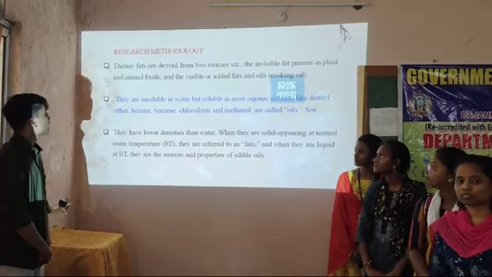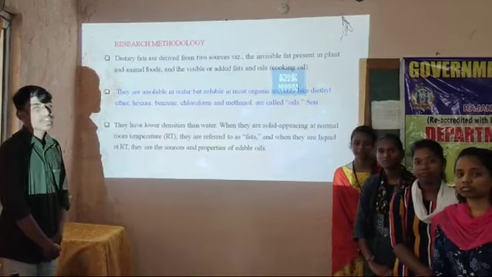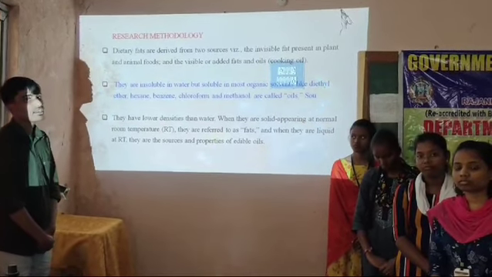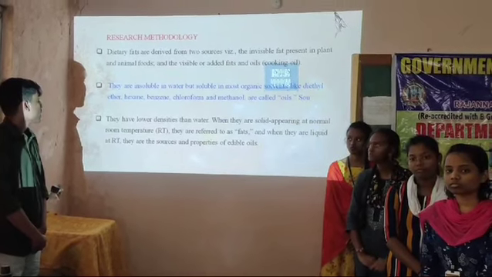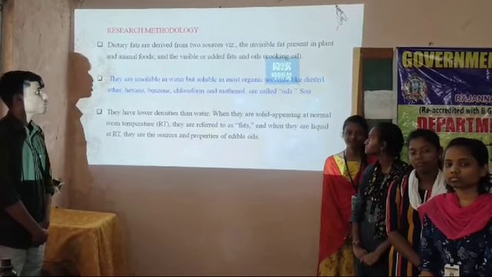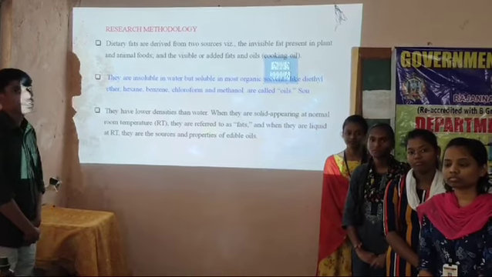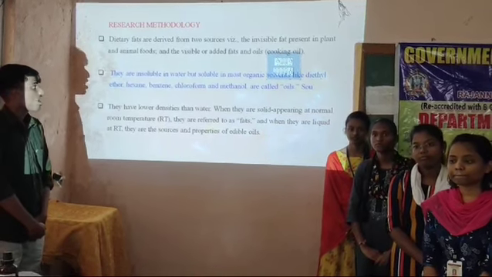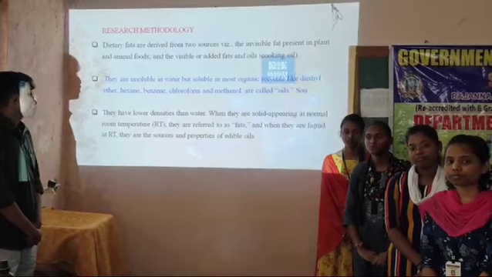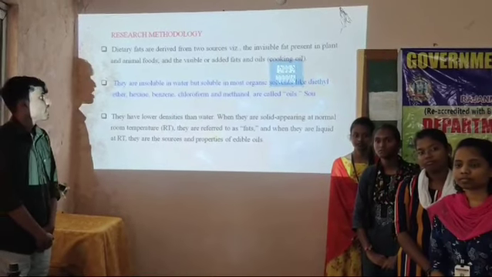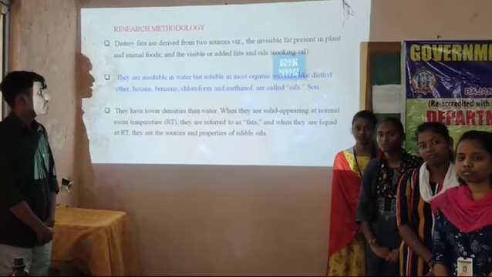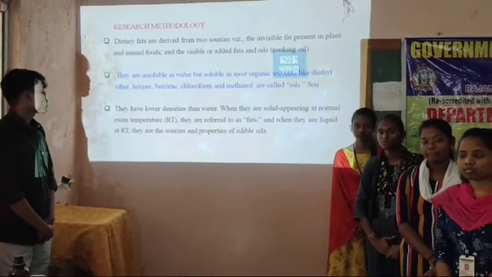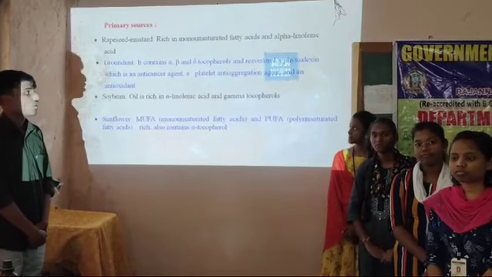Research and methodology. Dietary fats are derived from two sources: the invisible fat present in plant and animal foods, and the visible fat in oils. They are insoluble in water but soluble in most organic solvents like diethyl ether, hexane, benzene, chloroform, methanol, and are called oils. They have lower densities than water. When they appear solid at normal room temperature they are referred to as fats, and when they are liquid at room temperature, they are oils. Sources and properties of edible oils. Over to Archana.